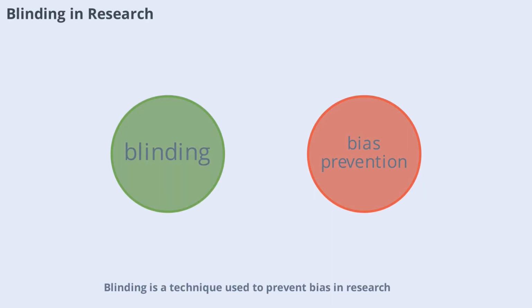Blinding is a technique used to prevent bias in research. In single-blind studies, participants do not know which group they are in. In double-blind studies, neither participants nor researchers know. Blinding is important in educational psychology to ensure that expectations do not influence outcomes. This technique increases the credibility of research findings.